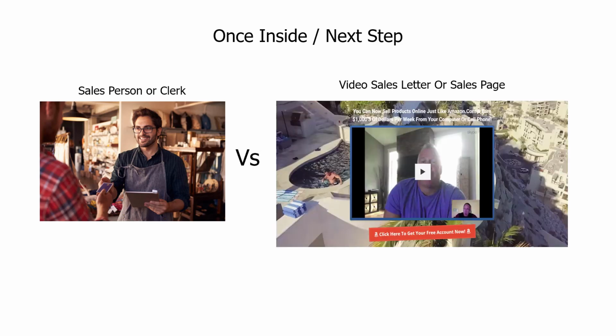Well, online, we use a sales page or a video sales letter. This sales page can be a combination of things. It could be video, it could be audio, it could be text, it could be pictures and graphs, or it could be a combination of any of those type of things. The whole purpose is to make the presentation and give your potential customers the information that they're looking for. So again, pretty similar process. The difference is just how it's delivered.